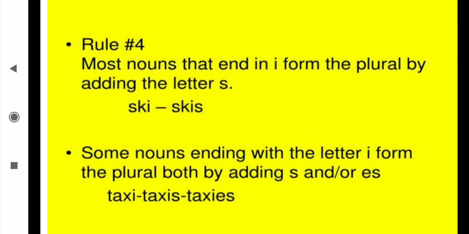Some nouns ending with the letter O form the plural both by adding S or ES. To a few words we can join S as well as ES. From both, any one we can use. For example, taxi, taxis, taxies. ES we can join, or S also we can join.